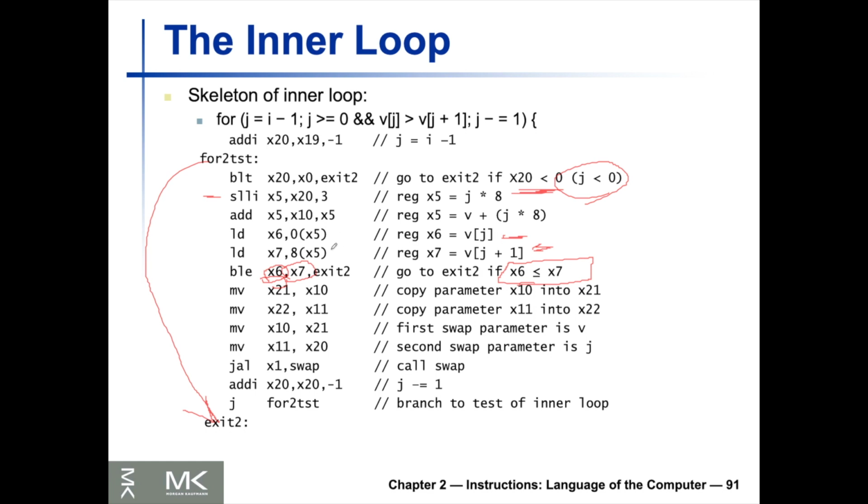And then if the condition was met, we do the MVs, which copy parameters from x10 into x21, and then x11 into x22. That is actually doing a swap here for us. And then finally, we're going to reduce 1 from j, and we're going to add x20 minus 1. We branch to the test of the inner loop. So we go back to the inner loop. Okay?